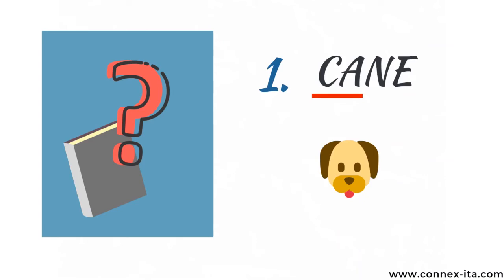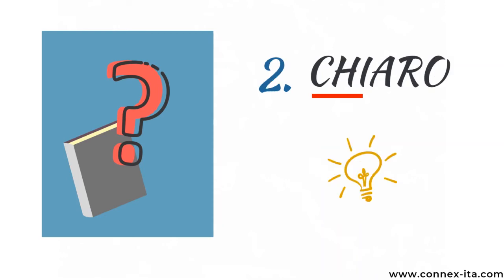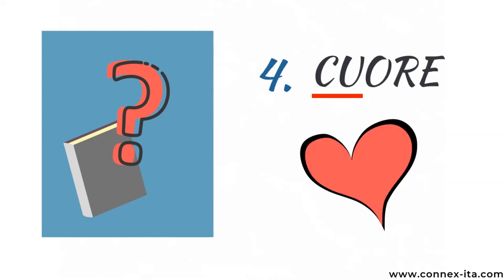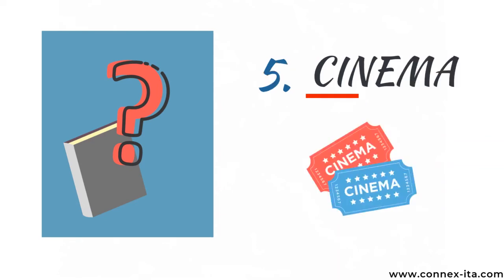Number 1, it means dog in Italian. Number 2, it has the meaning of clear, light. Number 3, it's translated dinner in English. Number 4, it's the Italian word for heart. Finally, number 5, it's same as in English and it means cinema.